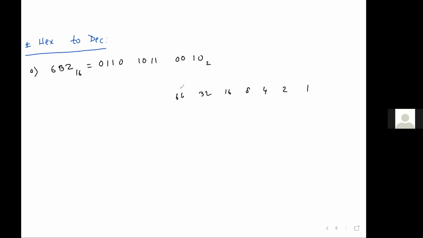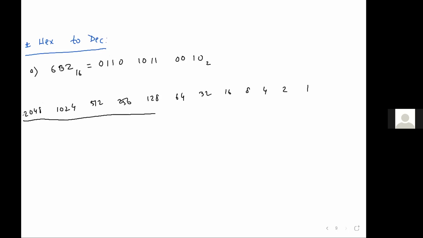After 32 is 64. What is there after 64? So 128. Then 256. Then 512. Do we need to go any higher? Sir, I think we need to go to 2048 because we have 12 bits. Okay. So we need to go up to 2048, right? So these are your weights, right?